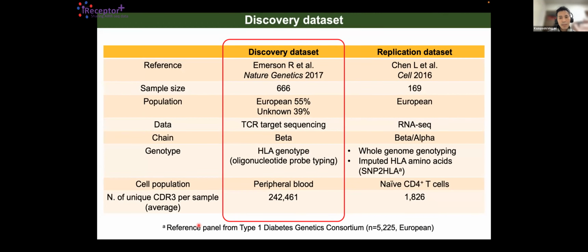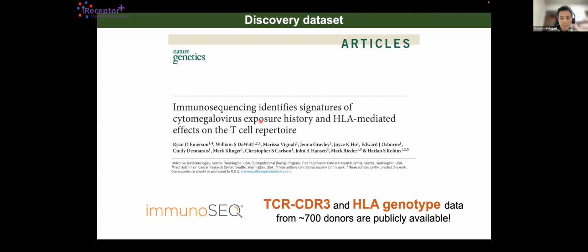In this study, I used two datasets. One is the Emerson et al. dataset published in Nature Genetics. I used this as a discovery dataset. I think this is a relatively famous paper, and some of you might know it. Basically, in this paper, they created a huge dataset containing TCR CDR3 sequencing information plus HLA genotype data from around 700 donors, and all of the data are publicly available. This data was generated by Adaptive Biotechnologies, and in the ImmuneACCESS web portal, we can download all of the key datasets.